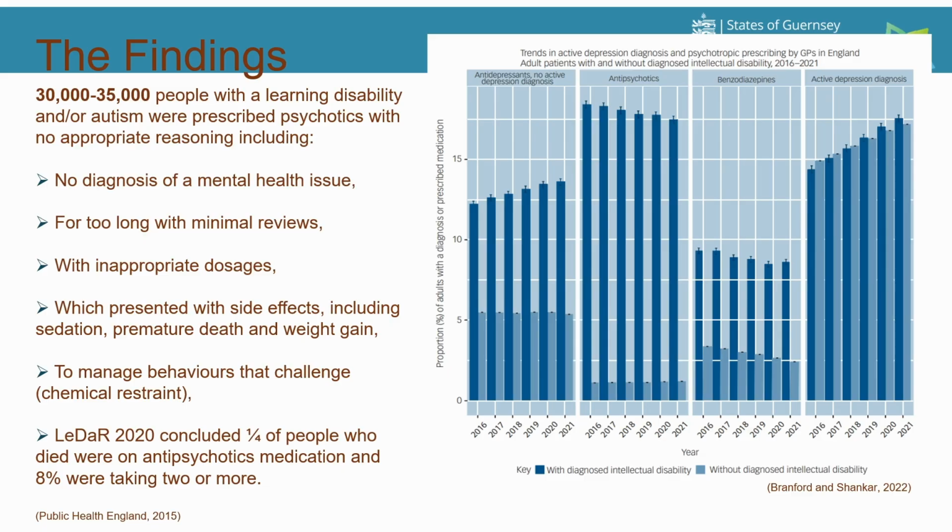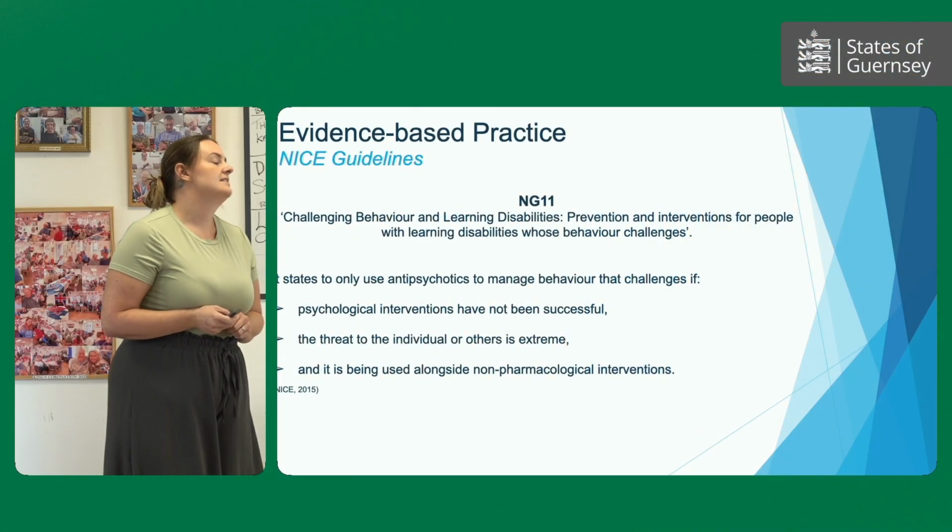The letter in 2020 concluded that a quarter of people who died were on antipsychotic medication and 8% were taking 2 or more. So this influenced NICE guidelines.